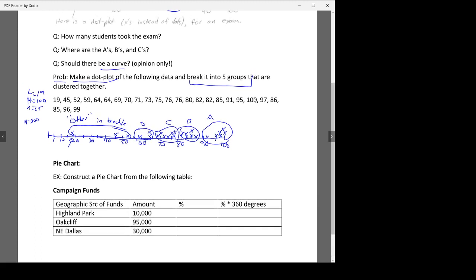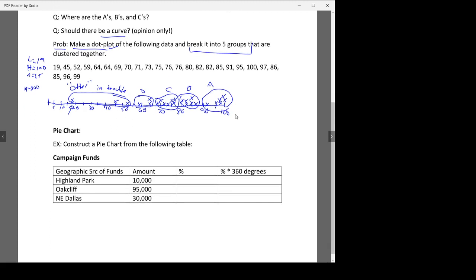So that's 5 groups that are clustered together. This last group's a little bit of an exception. It's not really clustered together, but you could say I only have 5 groups, and this is the 5th group, so this is the closest to that group, so I have to include them. You could go through some logic like that if you don't think critically about it.